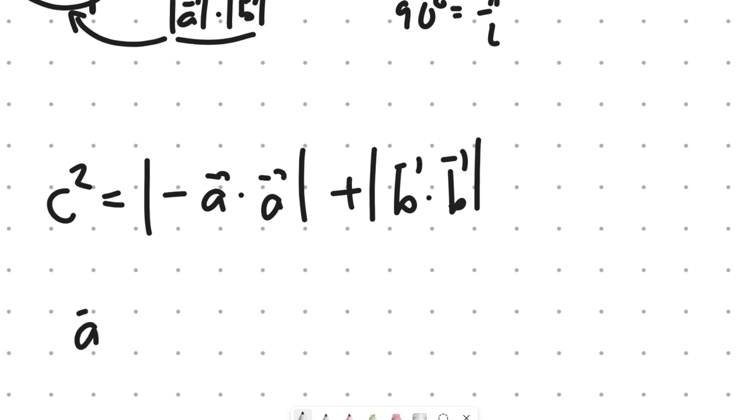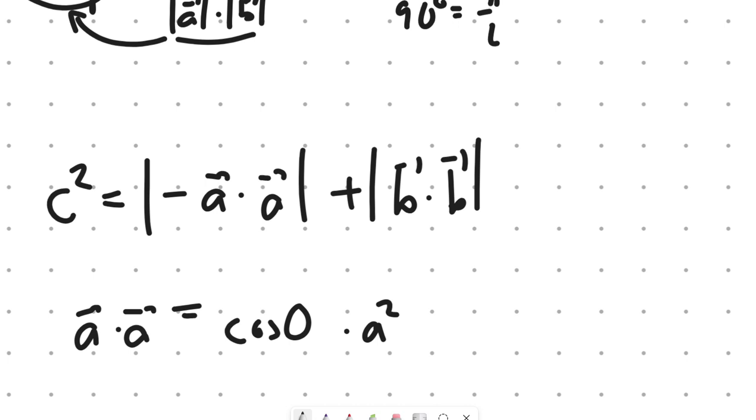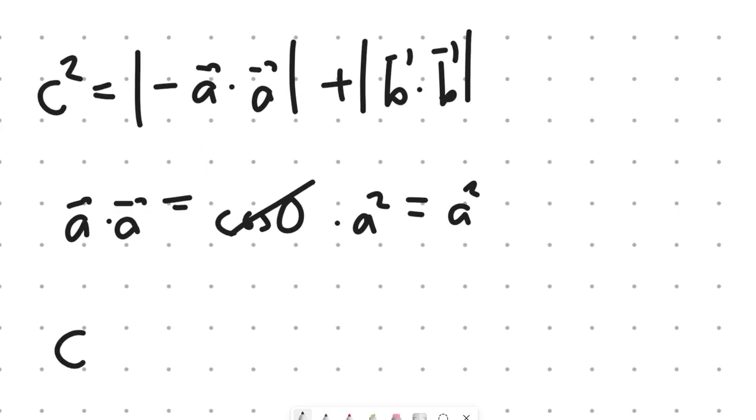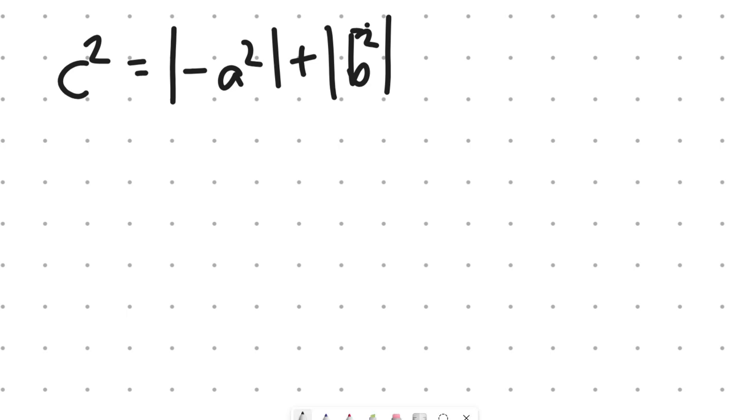Now if we talk about scalar products of both same vectors, it's just going to be the cosine of the angle between them times the length of them. Now the length, we can write it simply as a squared. And since the angle between these two is just 0 degrees, or in radians 0, cosine of 0 is 1, which means it's a squared. So we'll just replace the formula over here, and write c squared is equal to the absolute value of minus a squared plus the absolute value of b squared. Now since we have the absolute values on both sides, and we are going to take the negative and put it to the positive, we'll just get that c squared is equal to a squared plus b squared.